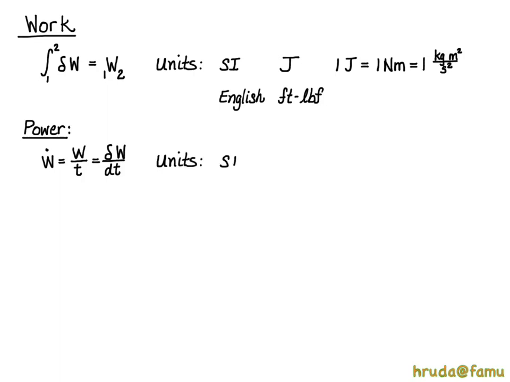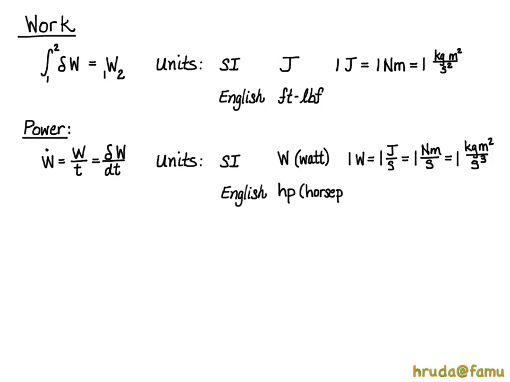The SI units for power will be the watt, where 1 watt is 1 joule per second, which is equal to 1 Newton meter per second, or 1 kilogram meters squared over seconds to the third power. The English units for power would be the horsepower. And the power of 1 horse, or 1 horsepower, is 550 foot-pound forces per second.